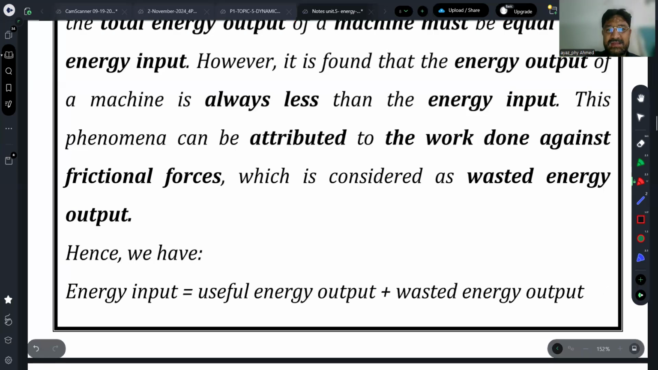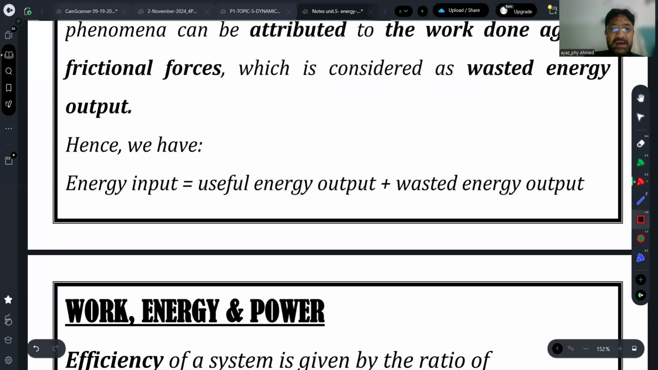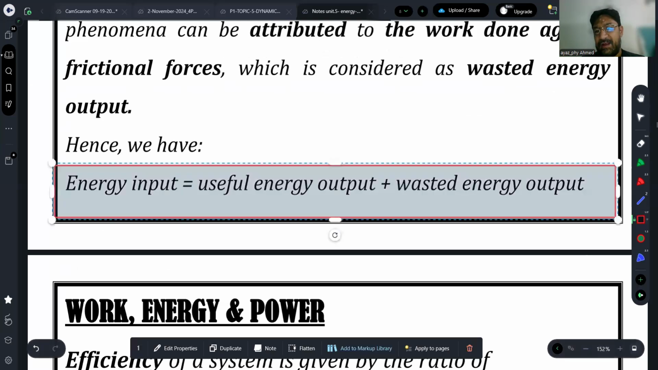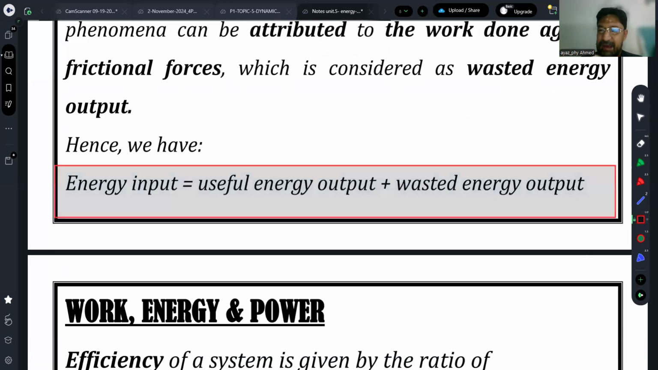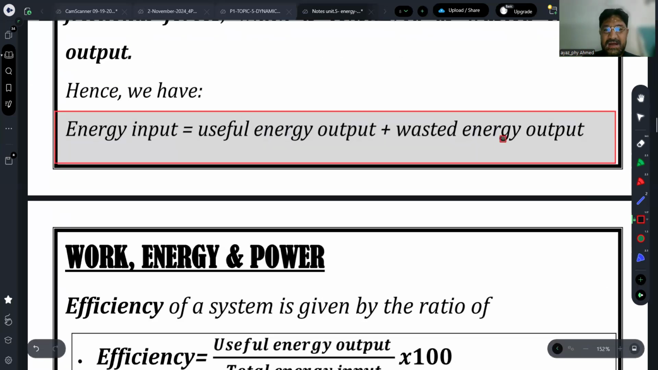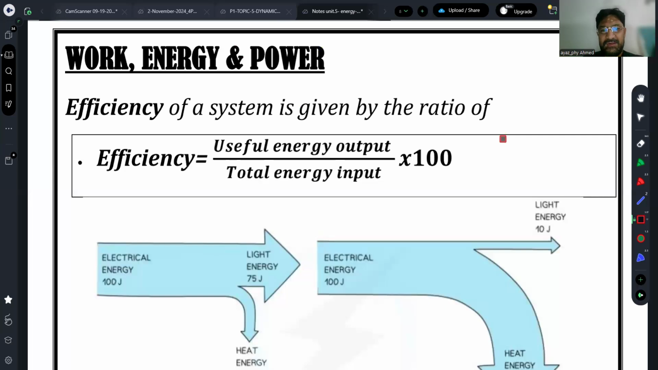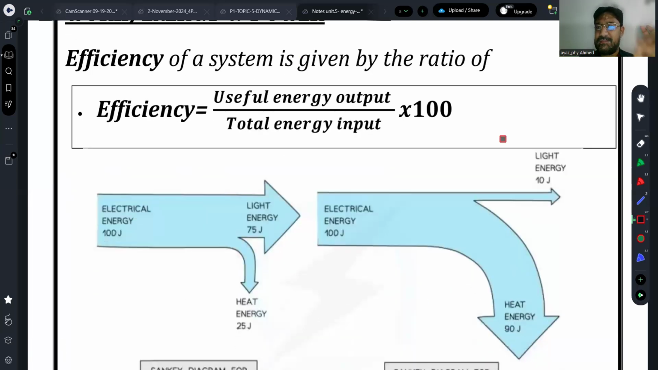So we can simply say that the total energy input is basically equal to useful energy plus wasted energy. If you add both energies, useful and wasted together, what will you get? You will get the total input energy. That is why efficiency has this formula. You have to recall this formula, please. This formula is very important for calculation. That is, efficiency is useful energy output divided by total energy input times 100.